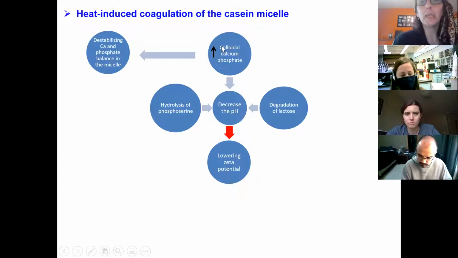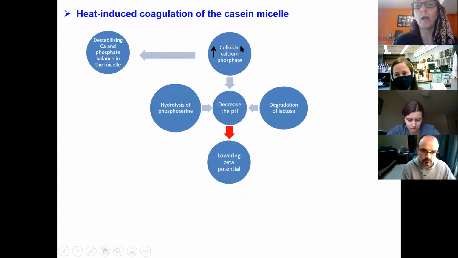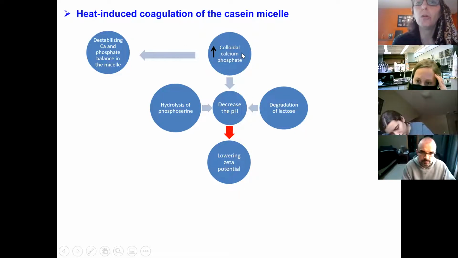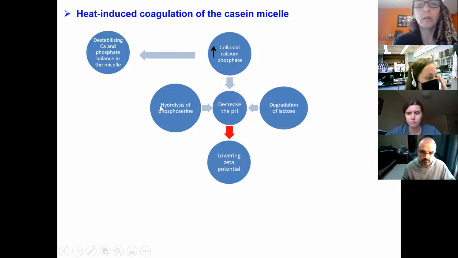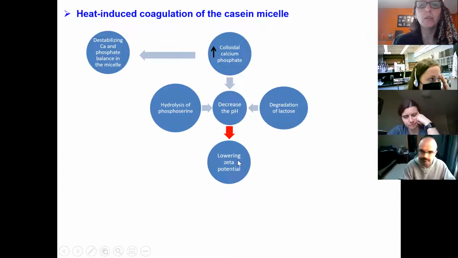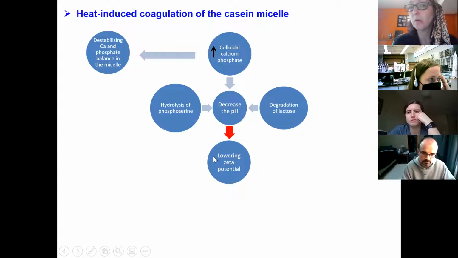So with heating, this is kind of illustrating, you have a higher amount of colloidal calcium phosphate. This is going to produce more protons in the system, so this decreases the pH. Degradation of lactose also decreases the pH. Hydrolysis of phosphoserine, which is dephosphorylation, causes a decrease in pH. Basically, you're getting closer and closer to the isoelectric point of the casein, which will lower the zeta potential.